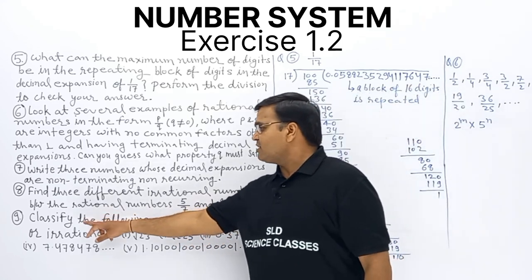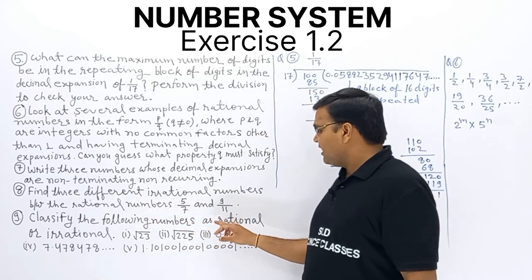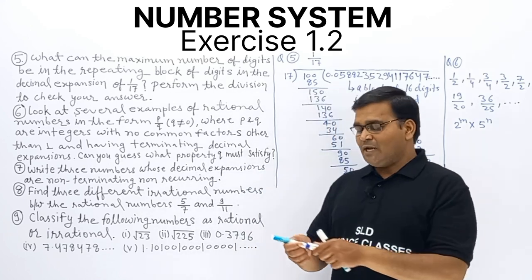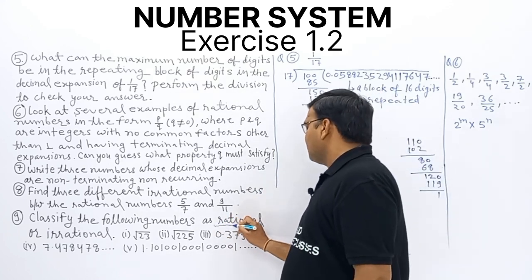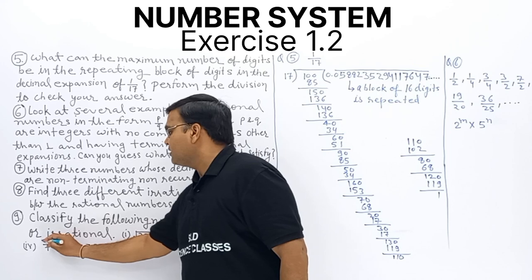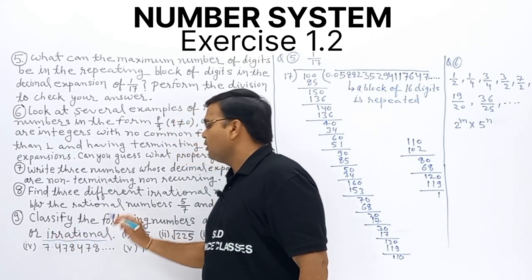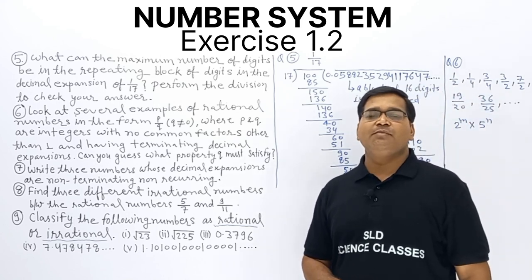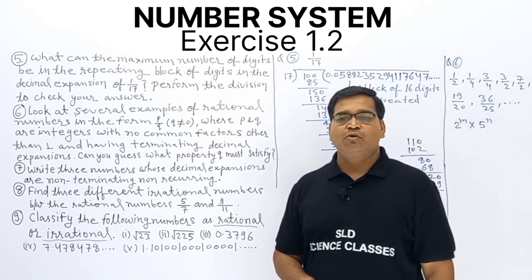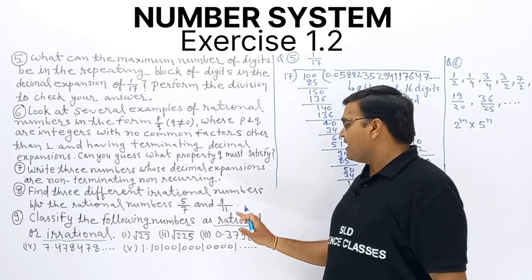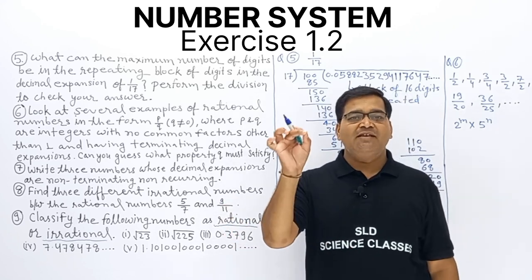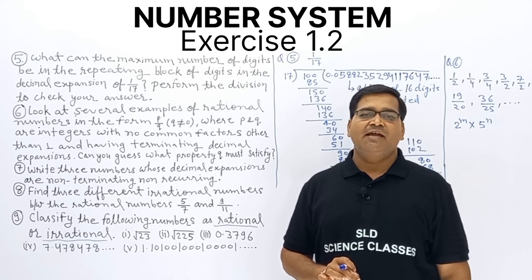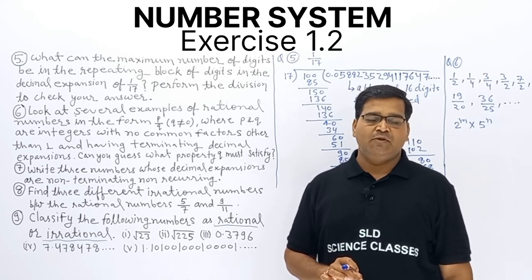Observe. Classify the following numbers as rational or irrational. We want to classify rational or irrational. We already discussed the rational numbers and irrational numbers. So what about the rational numbers? Rational numbers are expressed in the form of p upon q, where p and q are integers and q should not be equal to 0.